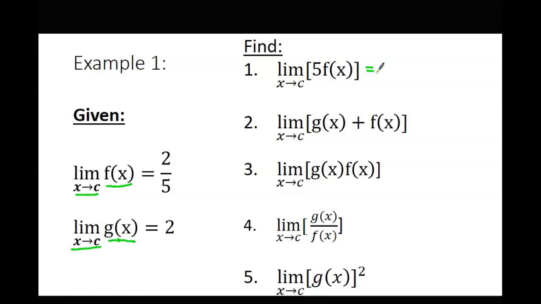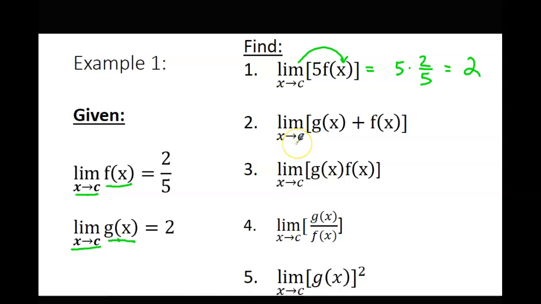Does the constant affect anything? No, we said on our properties, basically the constant just sits there. So what is the limit of f of x as x approaches c? It was 2/5. So we have a 5, and the rest of it we already know is 2/5. And so the final answer would be 2. Basically, just take the f of x limit and multiply it by 5.